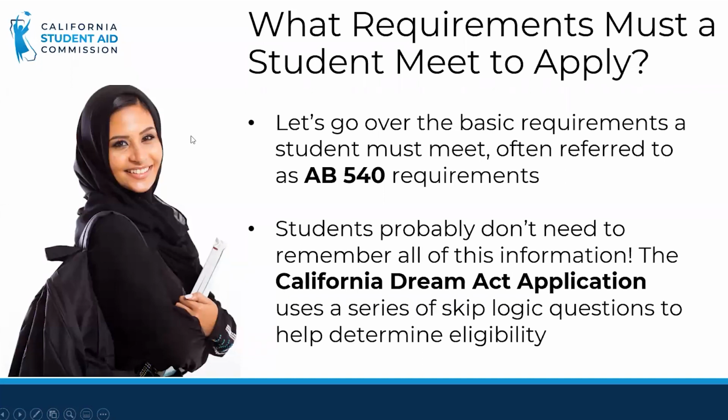So, what requirements does a student need to meet in order to apply? Well, anyone can apply, but in order to apply and receive aid under AB 540, there are some certain requirements that the student has to meet. And when we talk about AB 540, some of you may not know what that is, but AB 540 is really a series of laws and legislation that have kind of gotten us to where we are today and allow undocumented students to receive financial aid if they meet the parameters or the guidelines of AB 540.